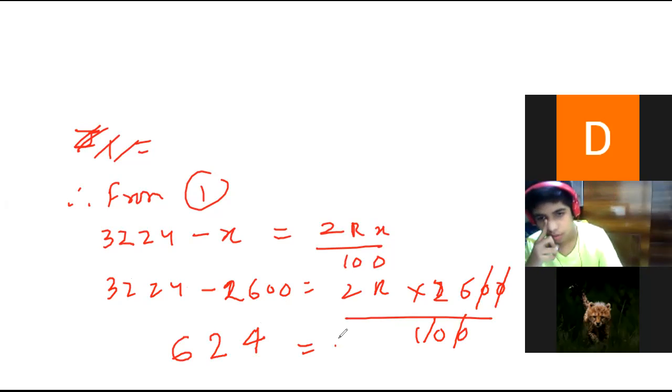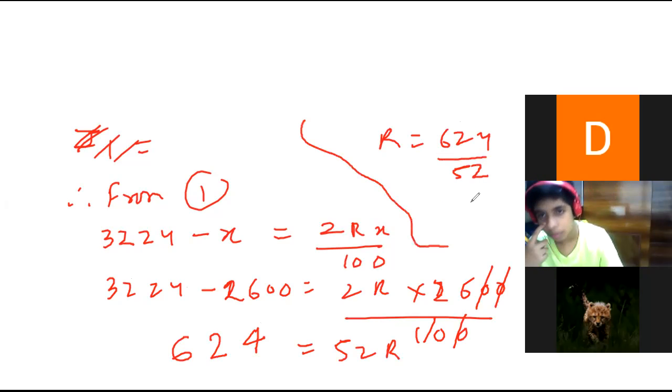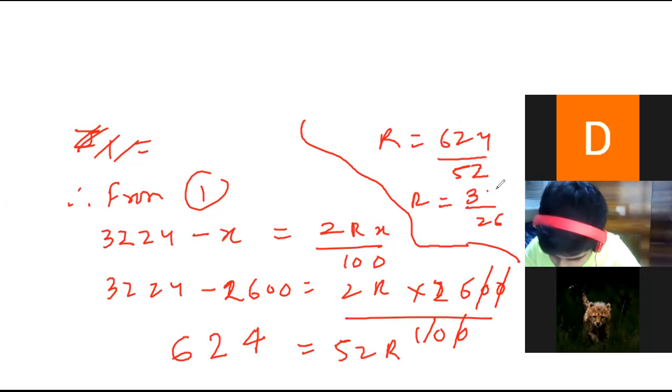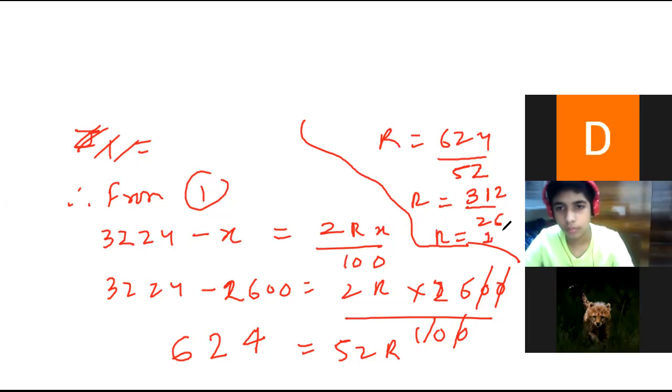2 into 26, 52 into r. So 624 upon 52. Can you cancel by 2 first? 26, 312. Now by 26 you can cancel this. 26 times 1 is 26, remainder 52, 26 into 2. So 12% per annum. Followed? Yes, sir. Now please do this, then I will tell you a shortcut for this.